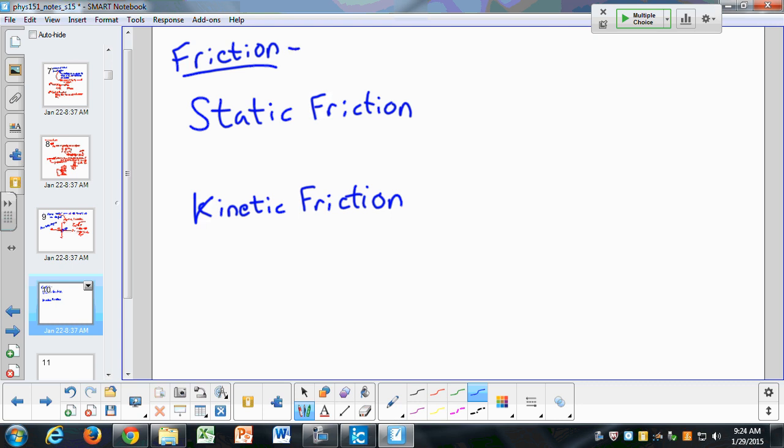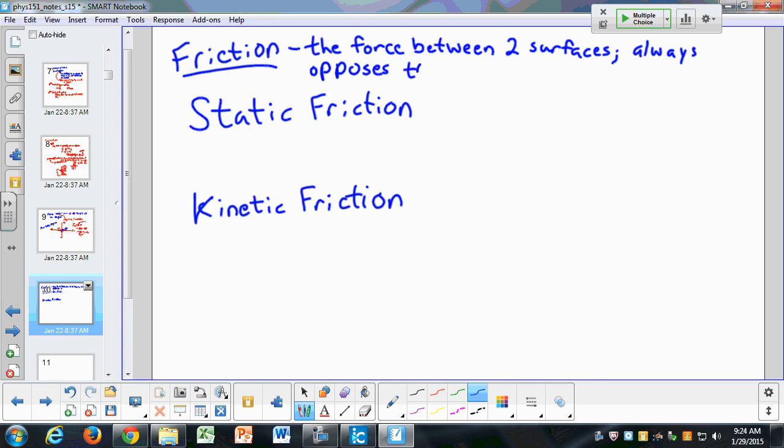Just in general, this is the force between two surfaces, either moving or not moving. The force between two surfaces always opposes the direction of motion. The frictional force is the force between two surfaces. I slide my hands together, or if I push an object across the floor, I experience friction. And it always opposes the direction of motion. So for example, if I pull the scale in this direction, what is the direction of the frictional force? It's in that direction.